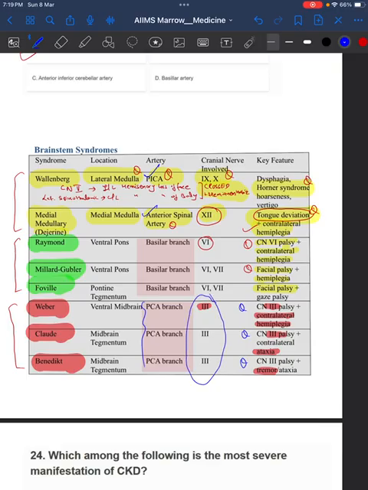The most confusing is in the pons, because in Raymond there is 6th nerve palsy, and in Millard-Gubler there is 6th and 7th both, but the facial palsy will be more prominent. So facial palsy with hemiplegia is Millard-Gubler, and 6th palsy with hemiplegia is Raymond syndrome.